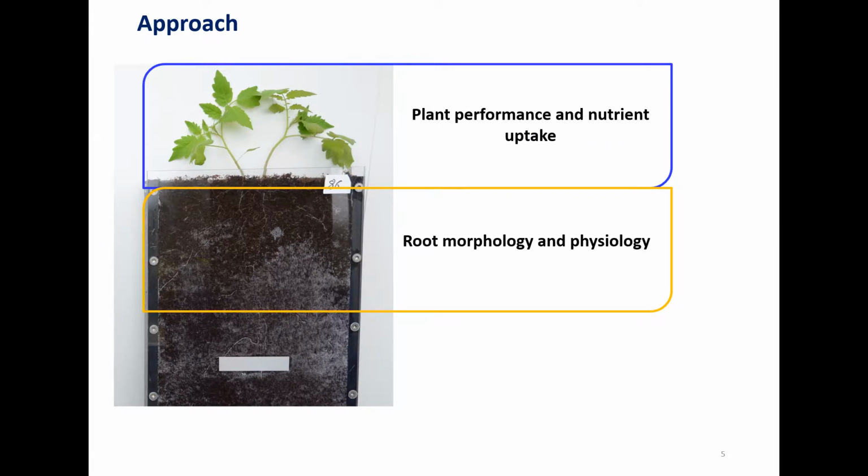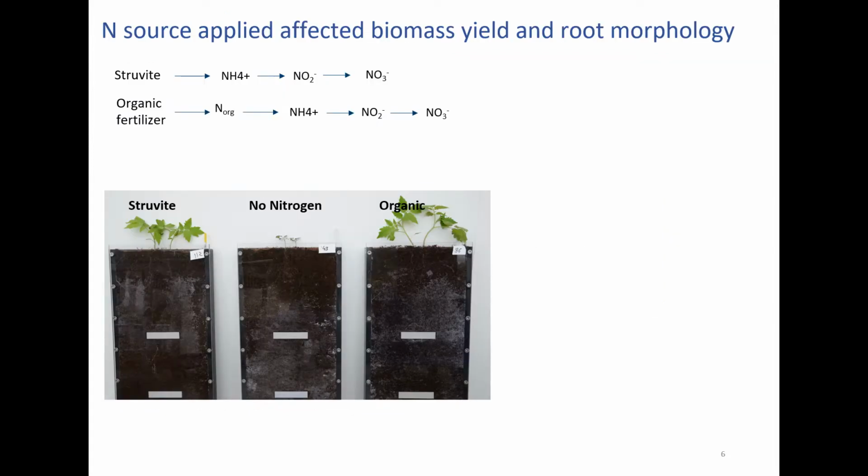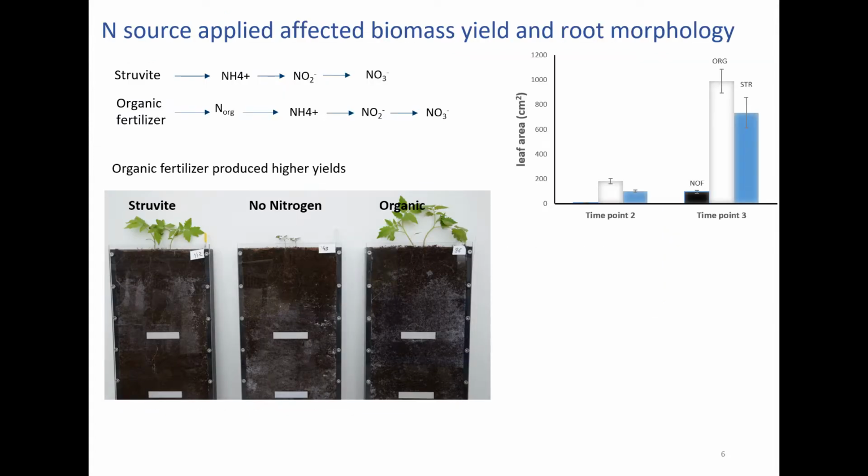Briefly, the setup of the experiment: we grew the plants in rhizotrons that allow us to visualize the root growth and also to measure the dynamic change of the pH. We have the organic fertilizer, struvite as an inorganic recycled nitrogen source, and also a no-nitrogen control. We have three different time points: the beginning of the experiment when we sow the seeds, then the first harvest, time point 2, 20 days after sowing, and the third time point 34 days after sowing. We also always have rhizotrons with tomato plants and rhizotrons with no plants grown in them.